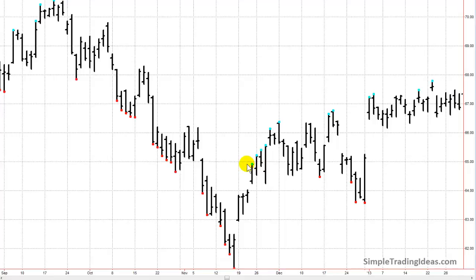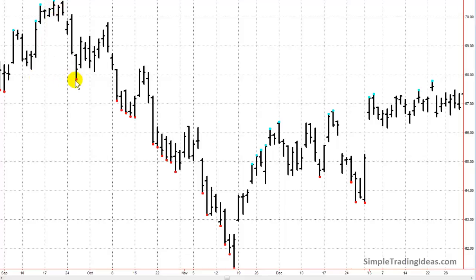So this light blue dot here represents the highest high over the last 10 periods. And in this case, since this is a daily QQQ chart, the highest high for the last 10 days. The red dots represent the lowest low for the last 10 days. So for those who like to trade breakouts, this is a simple method.